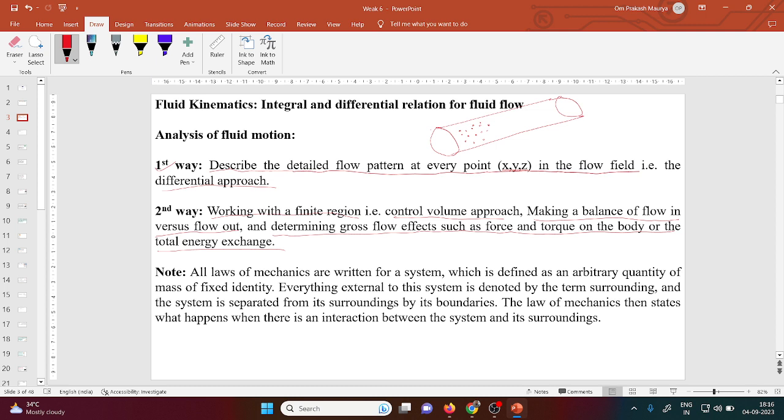And the second approach is to take a specific region and make the balance of flow. Balance of flow means the pressure force this side, pressure force this side, weight of the fluid. This type of balance we can make and derive the equations. So these are the two approaches.